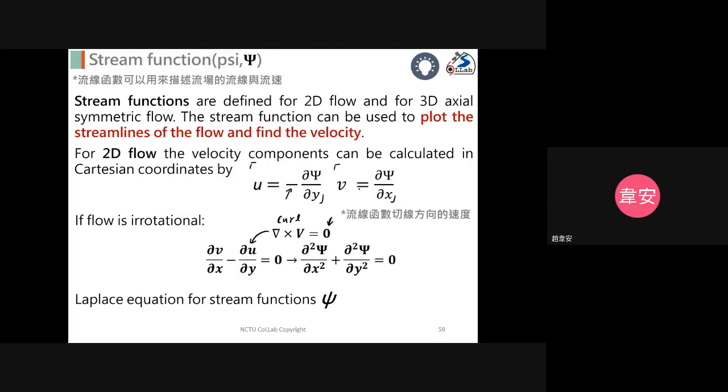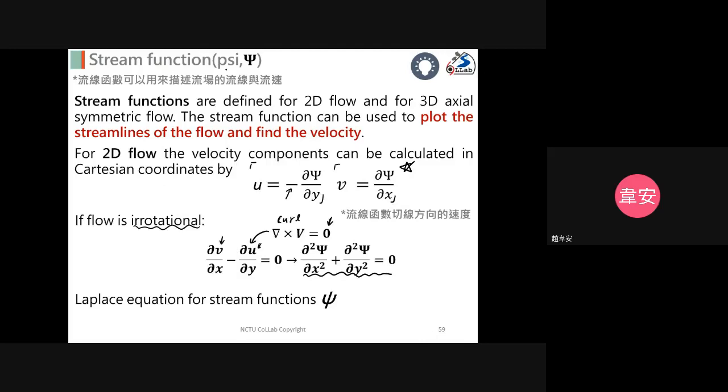You put v as minus dψ/dx inside here, and u as dψ/dy, and finally you get the result like the formula shown here. We call this the Laplace equation for the stream function ψ if the flow is irrotational. This is a very important definition. Please remember it.